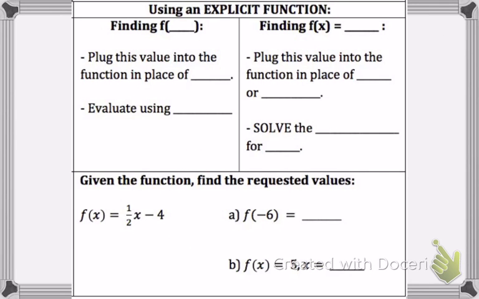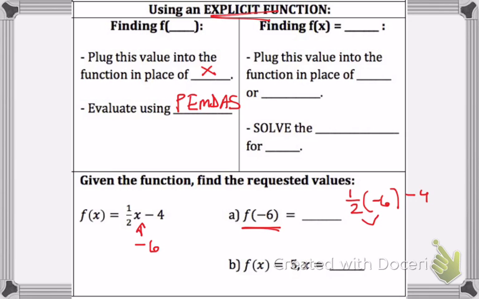Okay, so finding f of something, if we have the explicit function, we plug that in place of the x, and then we evaluate using PEMDAS. You guys kind of know this one already. We are going to find f of negative 6, which means we're going to plug in a negative 6 right there. So 1/2 times negative 6 minus 4. Multiply first before subtraction. That's negative 3 minus 4, which is negative 7. So I have negative 7 as an answer.